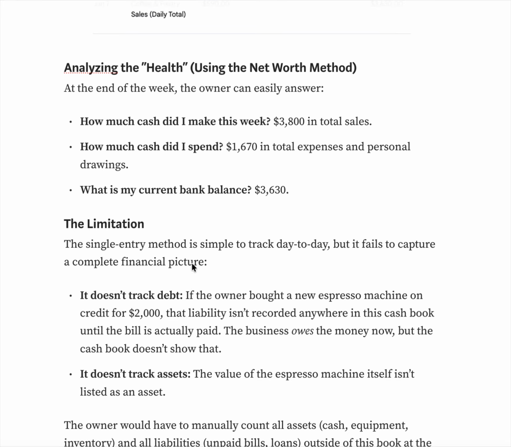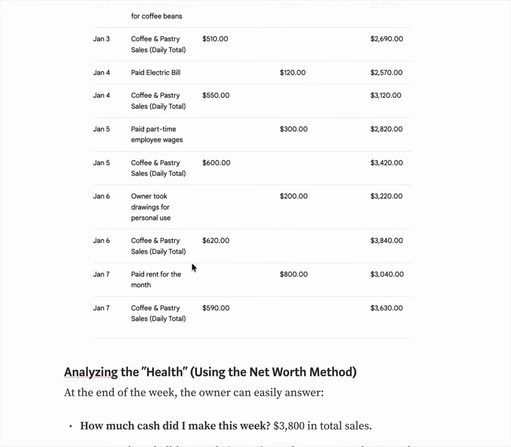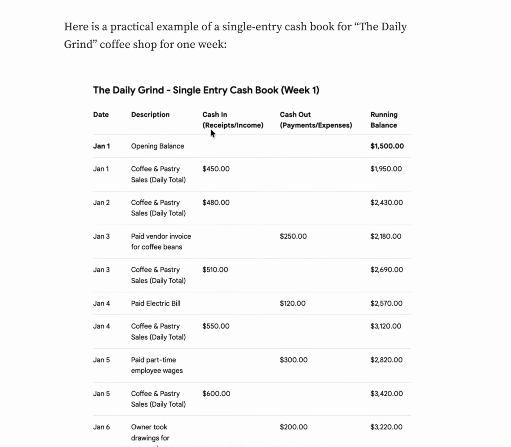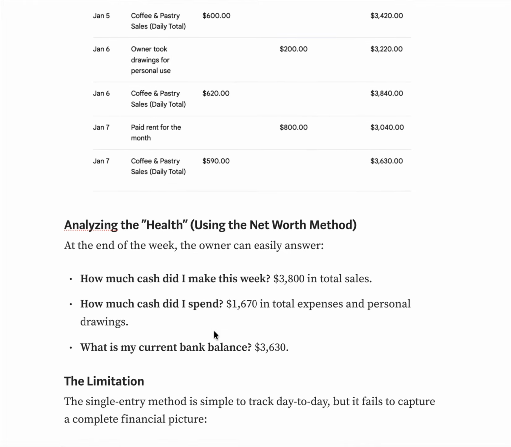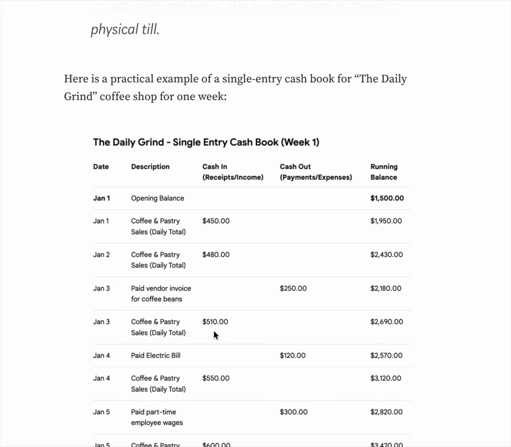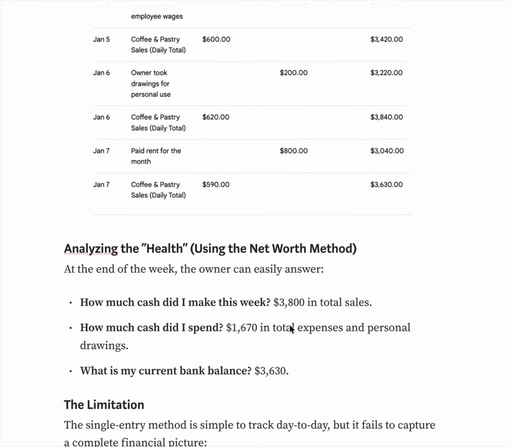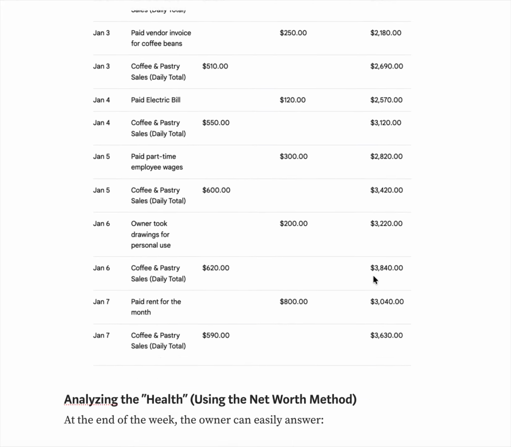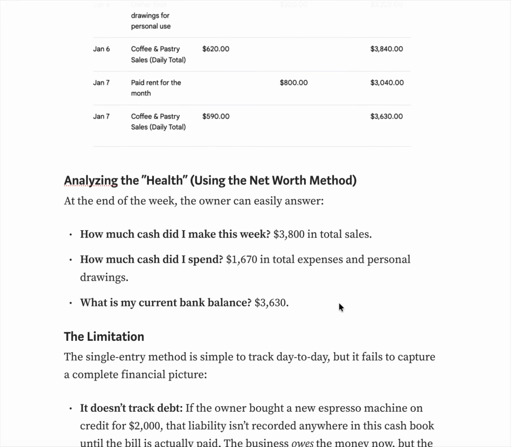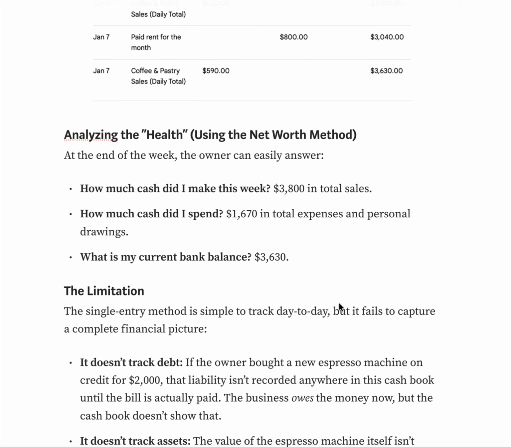We can analyze the health of the business by simply adding up all the cash in. We know how much income, how much cash we made in this week, and by adding up all the cash outs, we will learn how much cash we spent. And then finally we will calculate the final balance for that week. So this is how it is maintained.